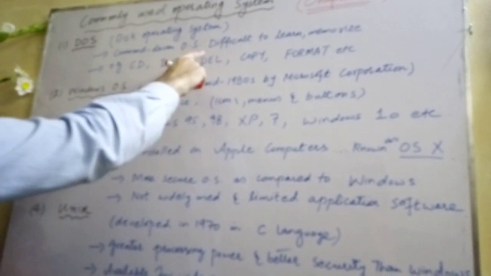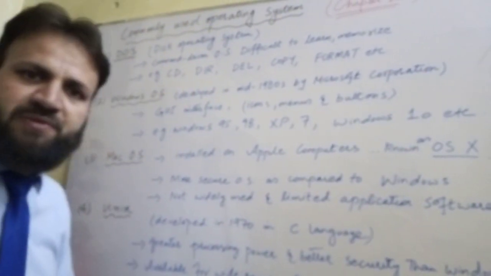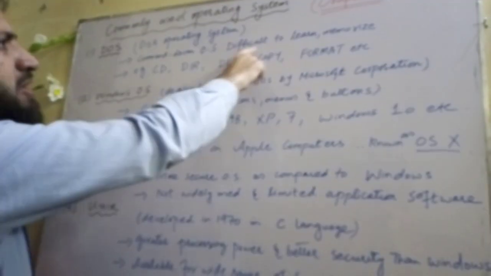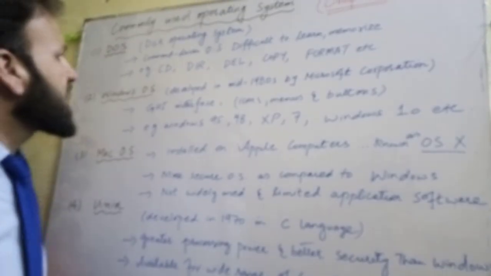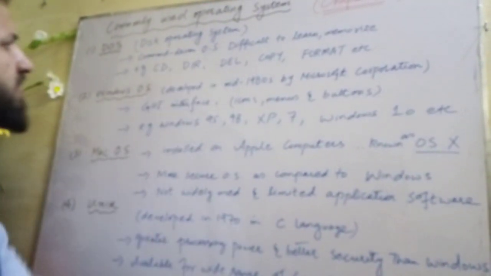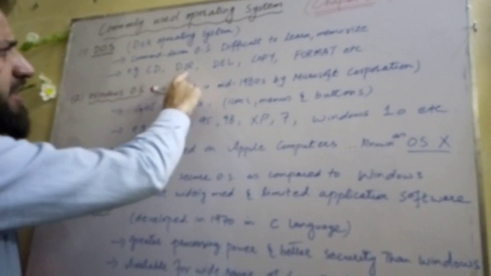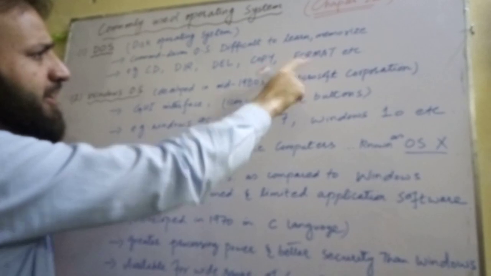First is DOS. DOS stands for Disk Operating System. It is a command driven operating system, which means we have to run it by using commands. So it is difficult to learn and memorize. For example, we use different sets of commands. I have mentioned some examples here: cd, dir, del, copy, format, etc.